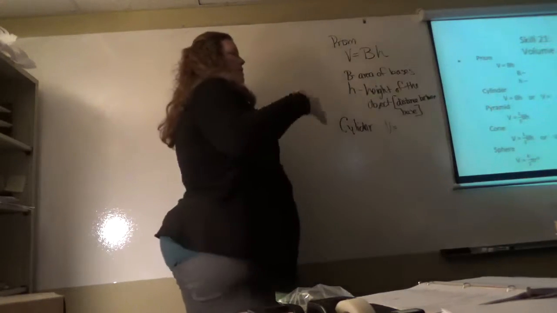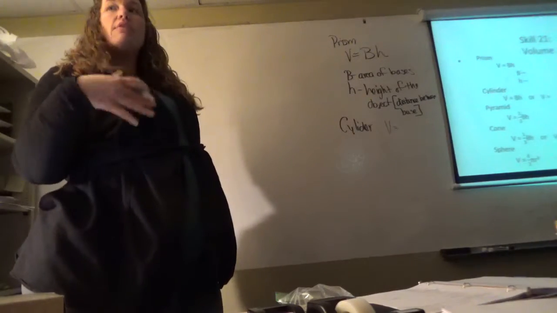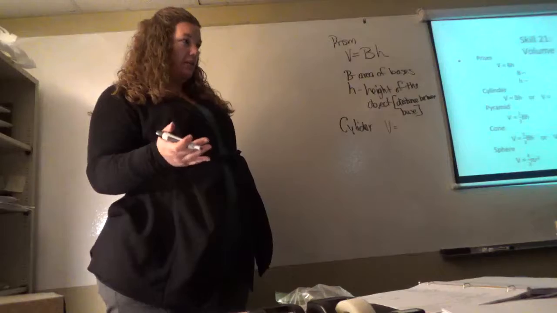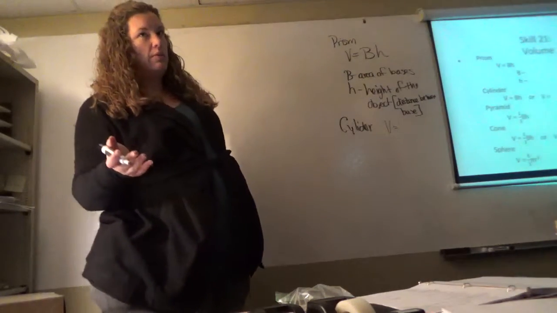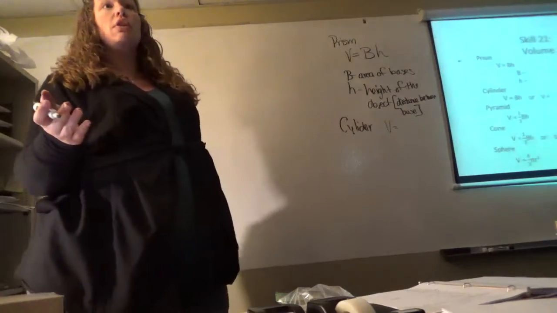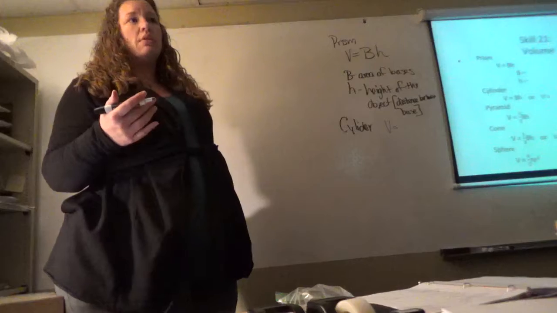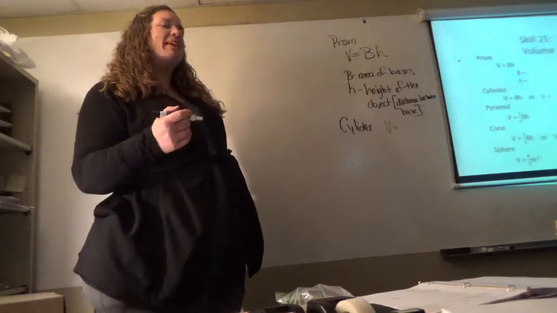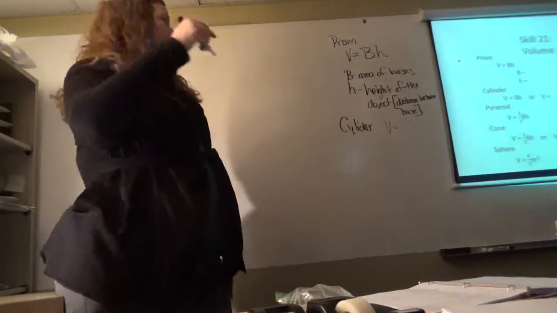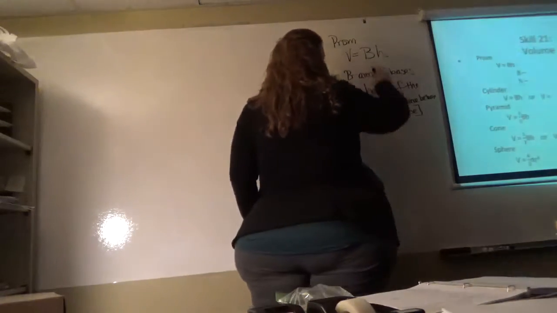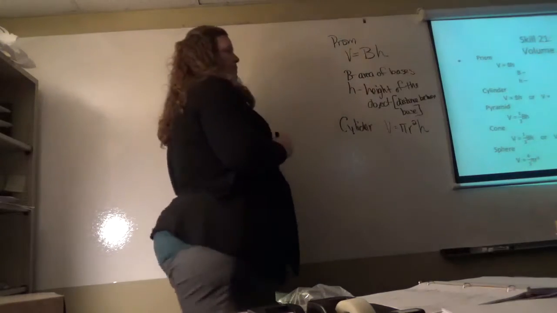You could use B times H again, but instead of using B, which is area of your base, what's the shape of your bases every time you're working with a cylinder? Circle. Your base is a circle. How do you find the area of a circle? Not 2 pi r, that's circumference. Pi r squared. So instead of the B, pi r squared, and then your H.